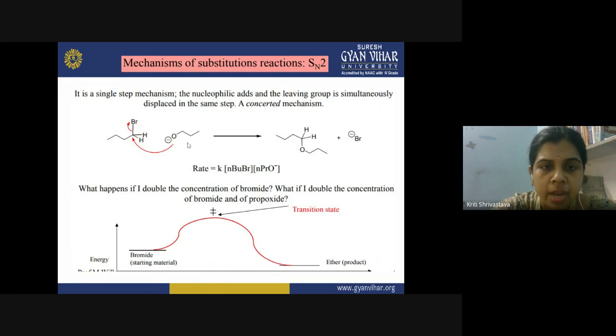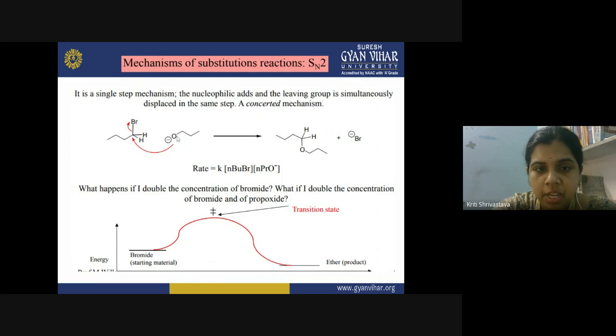So when will it happen? When it is easier for the attacking reagent to attack on the carbon here. So when lesser bulky groups like hydrogen are attached to the carbon atom, now what happens? It is easier for this nucleophile to attack, and it attacks on the carbon atom, and this electron pair is getting shifted onto the bromine. So in this type of reaction, when you have lesser bulky groups attached and the attack is easy for the nucleophile, you get a concerted mechanism, and they are called SN2 reactions.